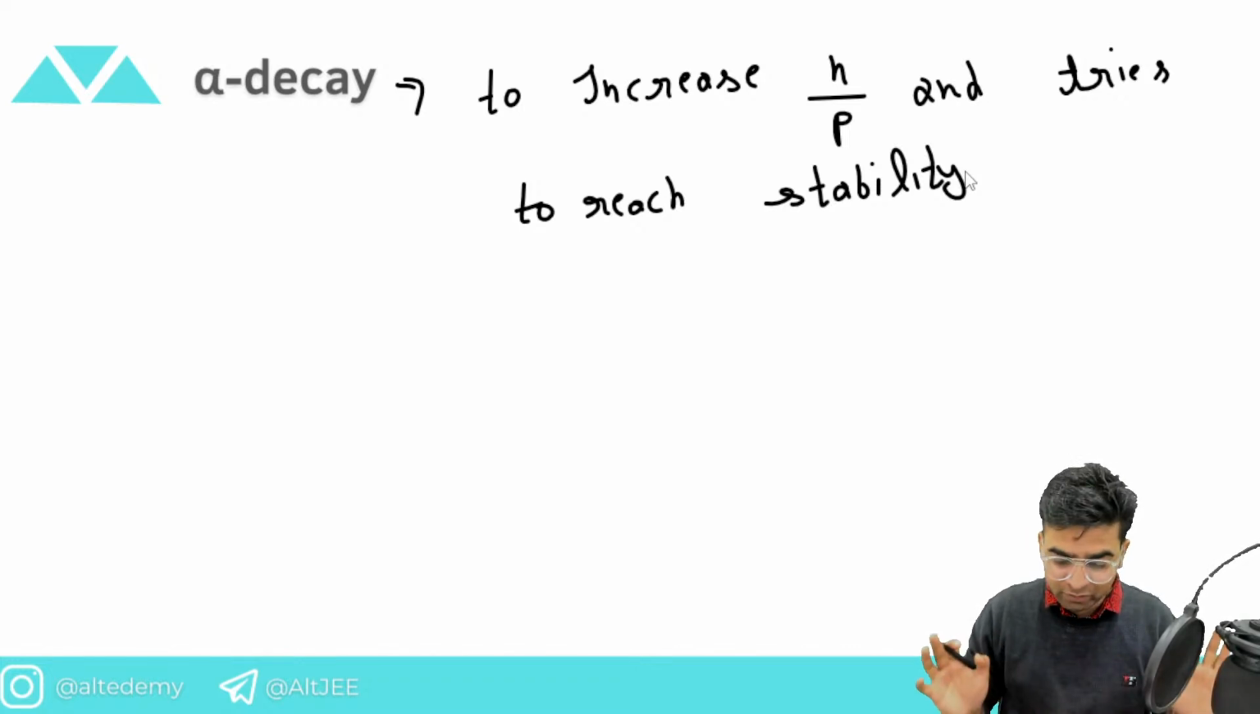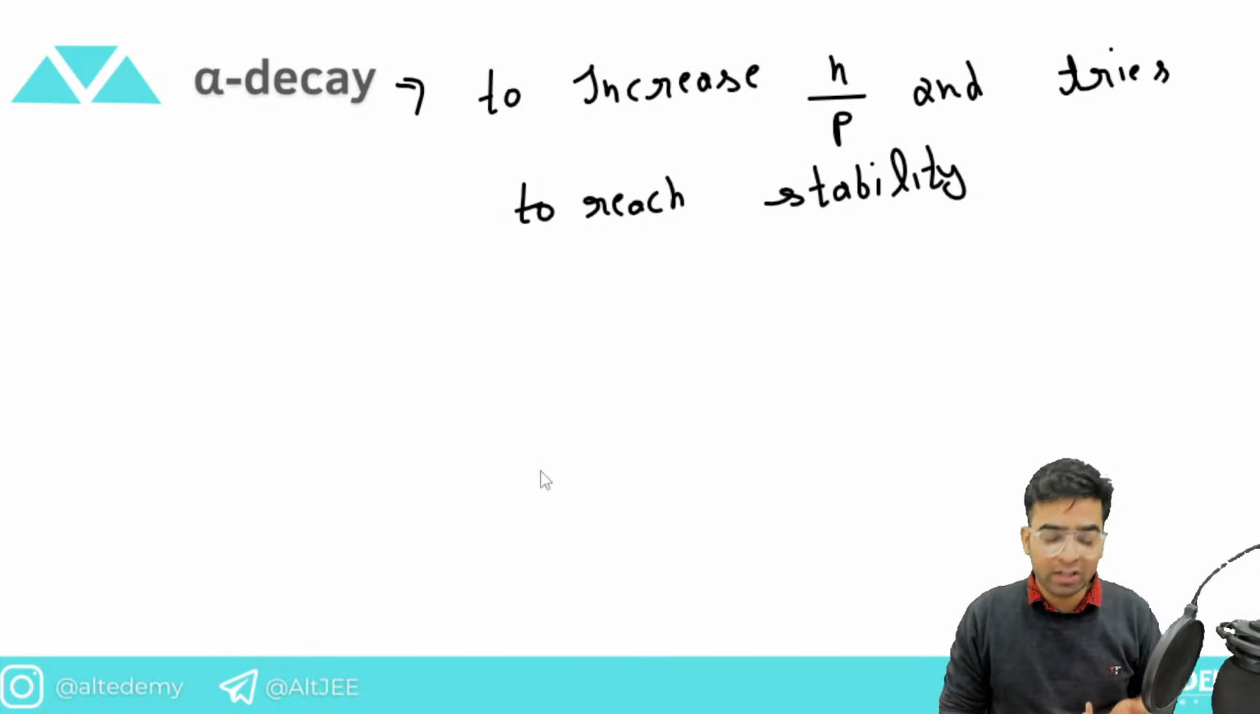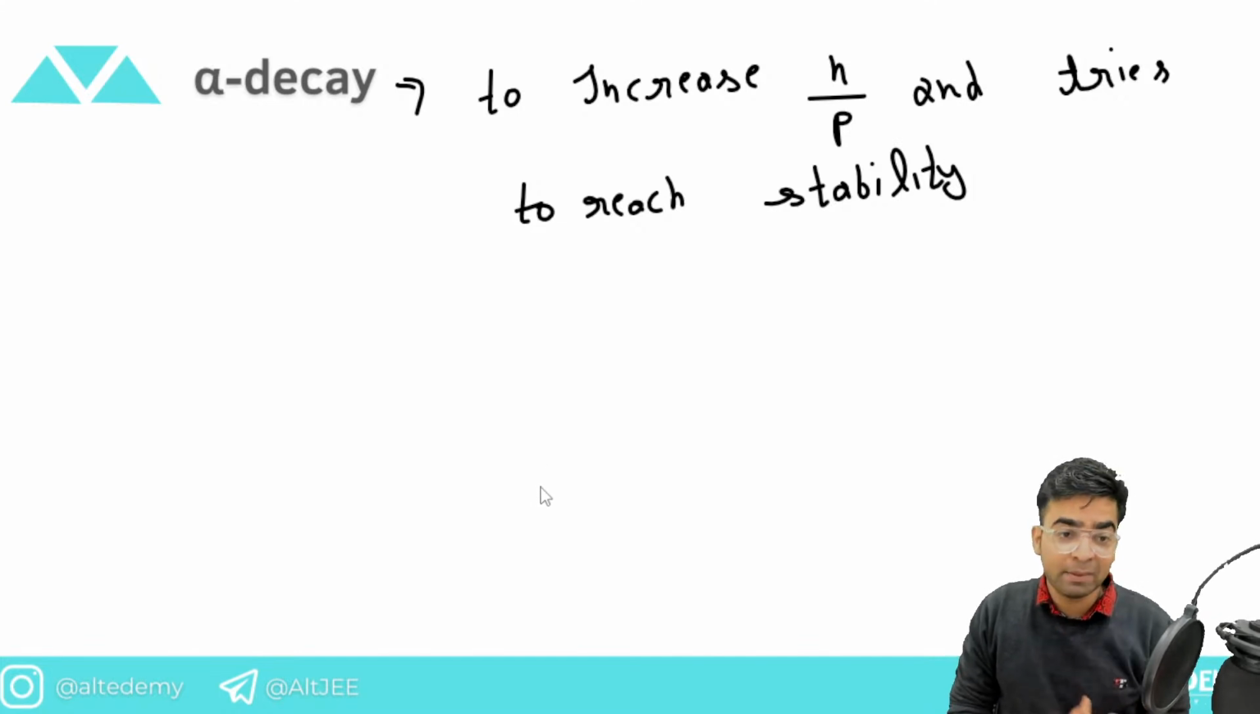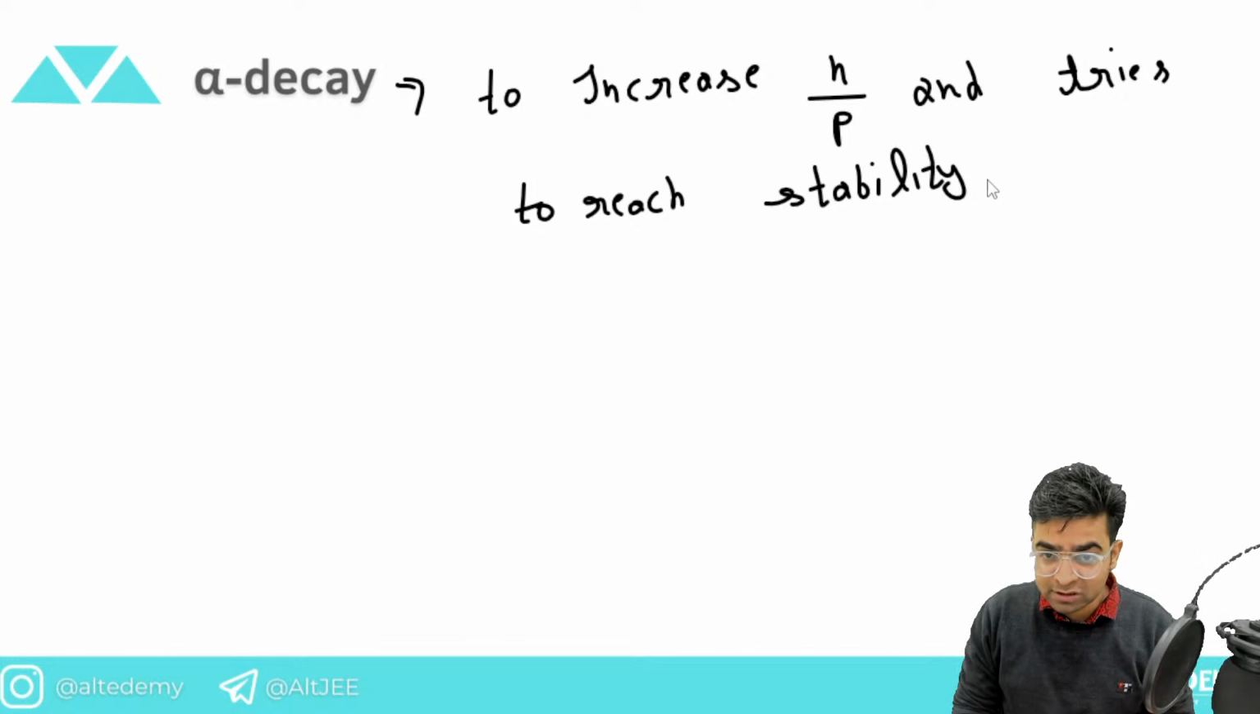Are we clear? So this is what alpha decay does. There can be three types of decays: alpha, beta, gamma. Alpha decay increases the n by p ratio, and because of that it tries to reach stability.